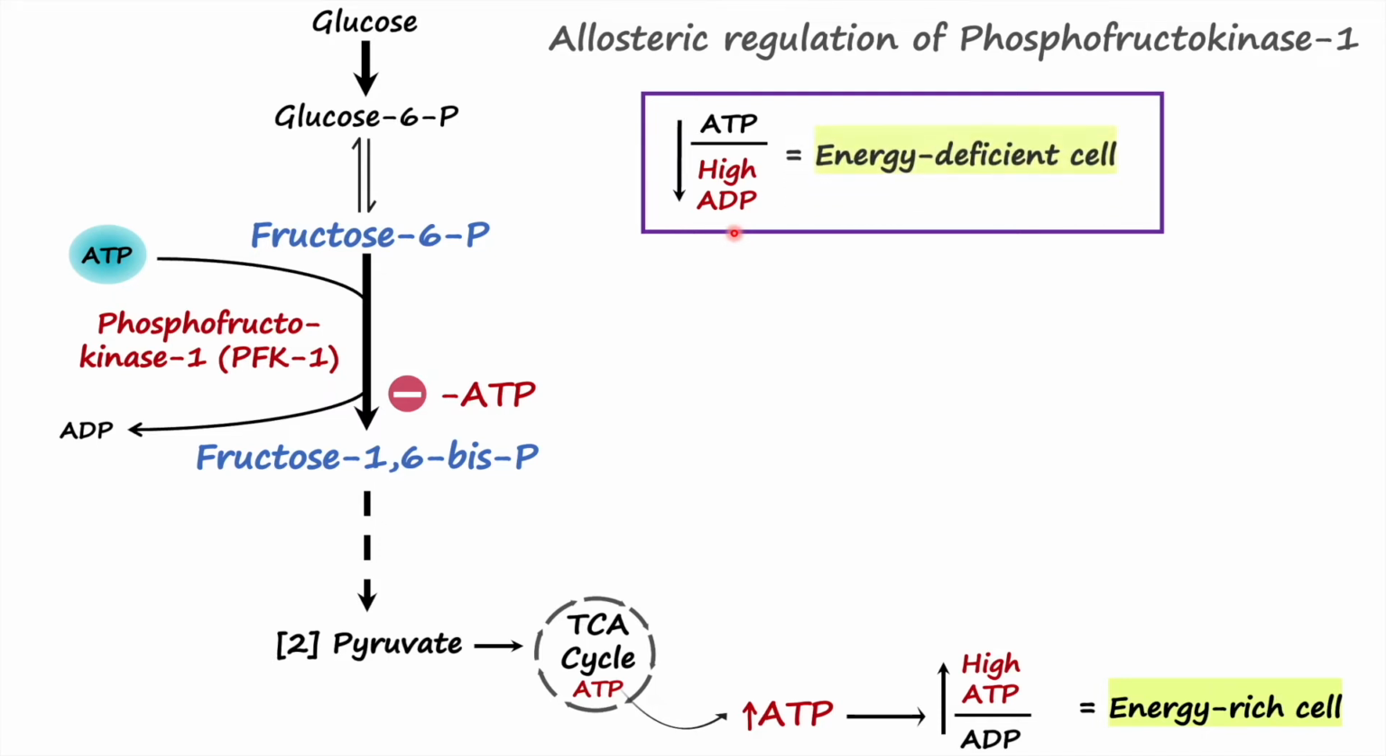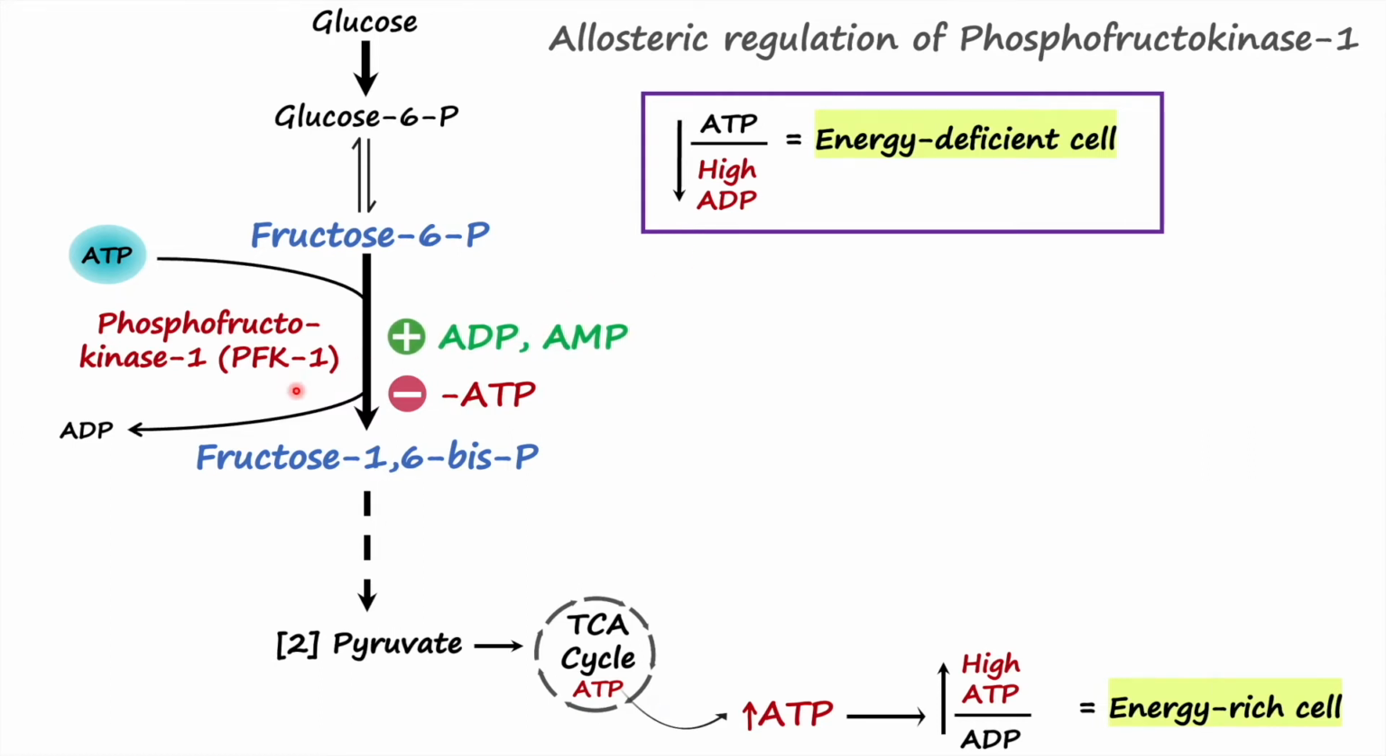So therefore, these cells are called energy deficient cells, and they need more ATP production. To produce more ATP, this accumulated ADP and AMP allosterically activate the phosphofructokinase 1 enzyme, and by activating PFK1, it also relieves the inhibition on PFK1 by ATP, and therefore it increases the rate of glycolysis in the cell.